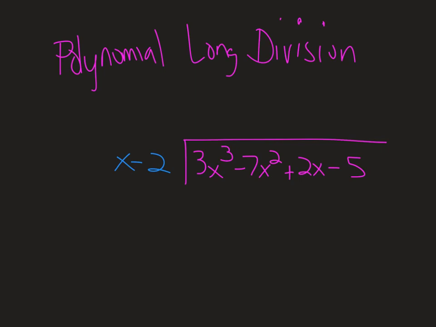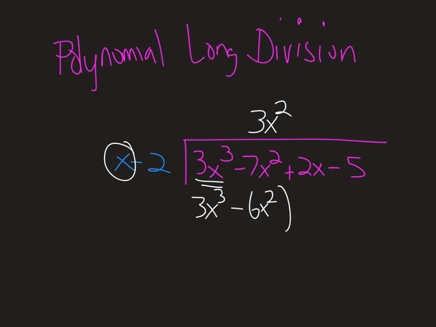So the first question you ask yourself is, how do I make x become 3x cubed? So you multiply by 3x squared to make that happen. I'll show you. 3x squared times those two, you're distributing. Let me get rid of those so those don't get in my way. That's going to be 3x cubed and then minus 6x squared.